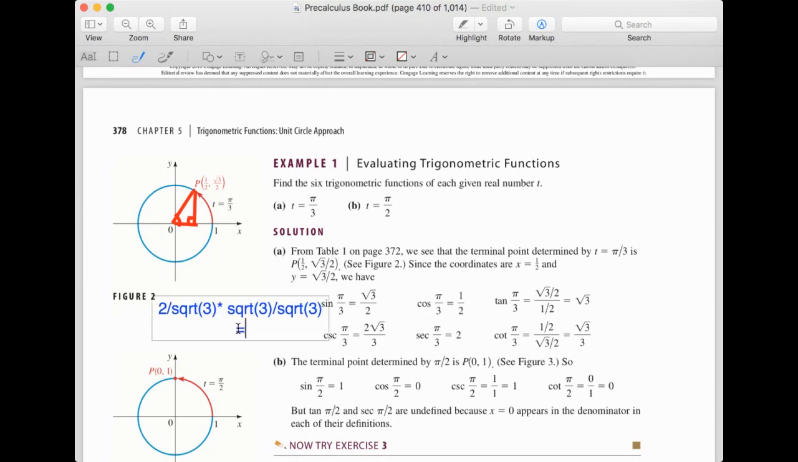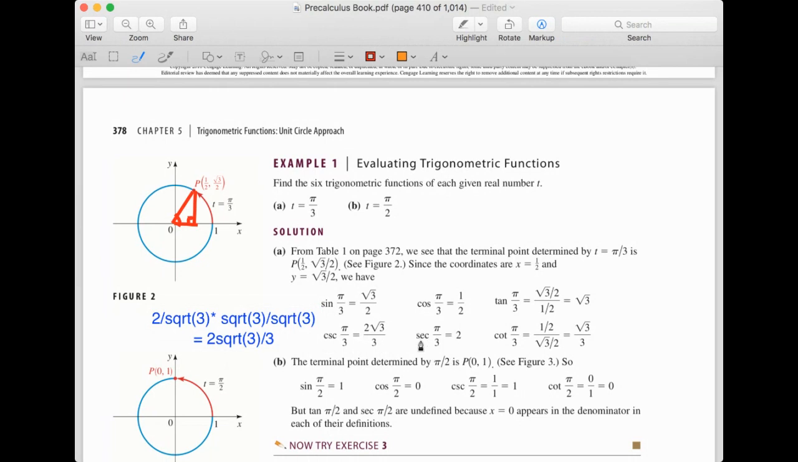This process is called rationalizing. In this case, we would get 2 root 3 divided by 3, because square root 3 times square root 3 is the square root of 3 squared, which is just 3. So that's how we get cosecant pi over 3 equals 2 radical 3 over 3. First we flip sine pi over 3 to get 2 over square root of 3. Then we multiply by square root 3 over square root 3. So we get 2 radical 3 over 3.